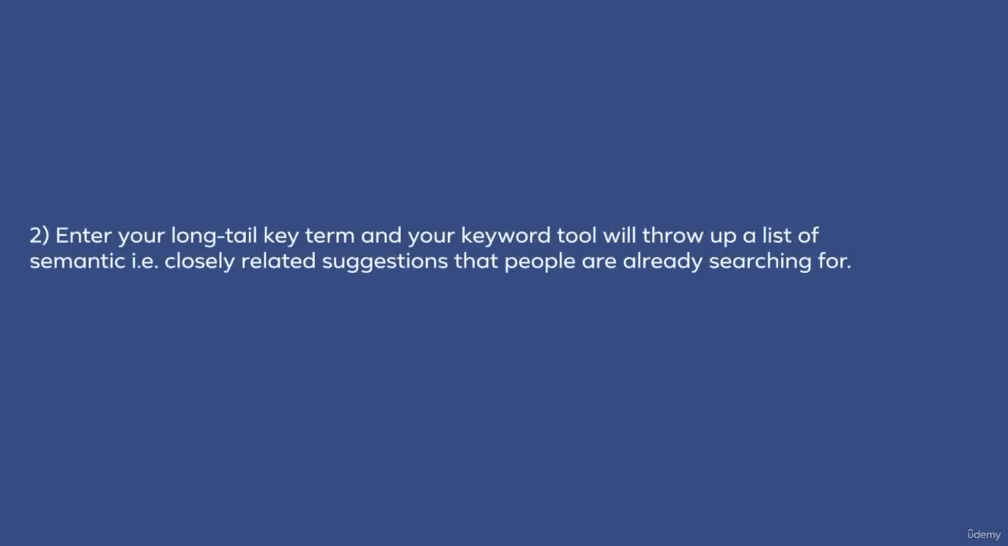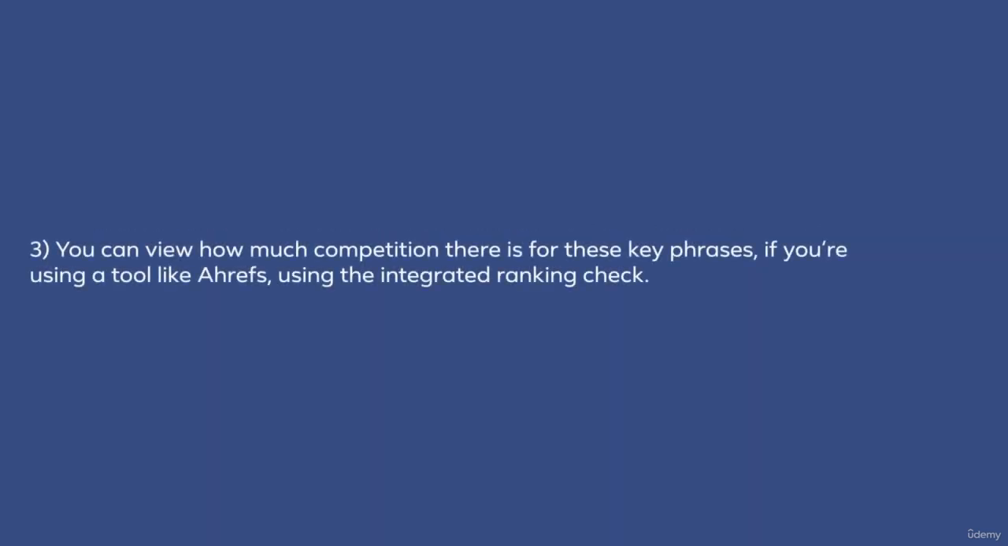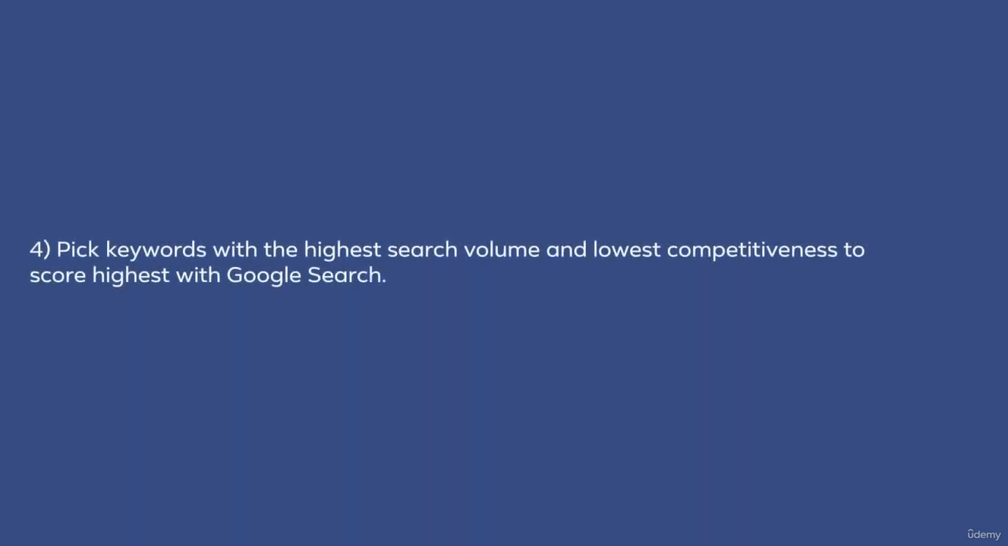shoes. 2. Enter your long-tail key term, and your keyword tool will throw up a list of semantic, i.e. closely related suggestions that people are already searching for. 3. You can view how much competition there is for these key phrases, if you're using a tool like Ahrefs, using the integrated ranking check. 4. Pick keywords with the highest search volume and lowest competitiveness to score highest with Google search.